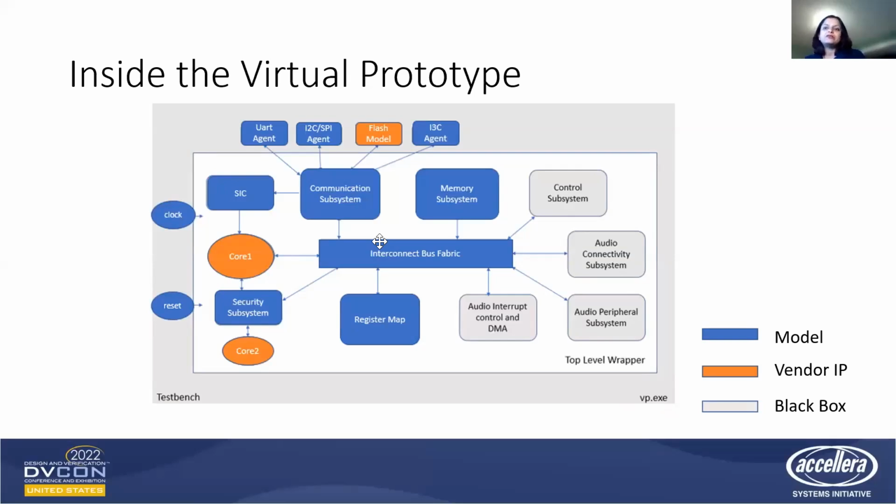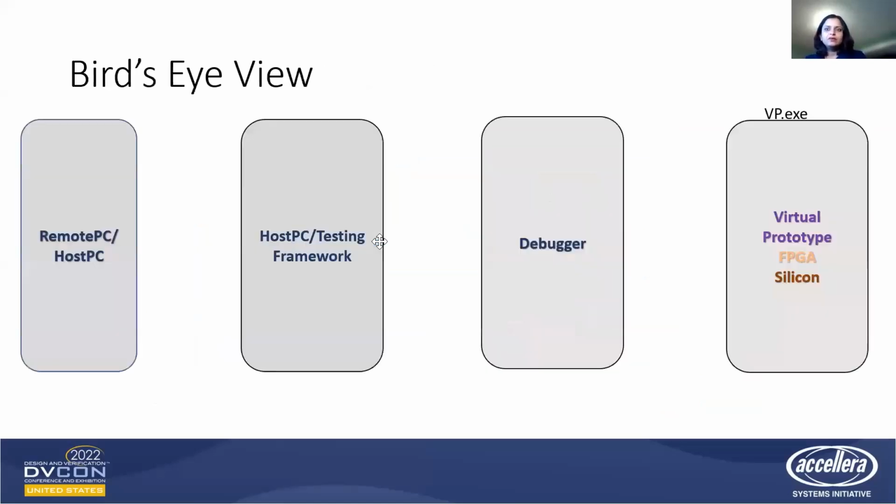So to run an application, the executable can be launched and the application .elf file should be provided as an argument to it. Now, I'd like to show you the bird's eye view of the complete system in order to better understand how the virtual prototype is used by the software team.